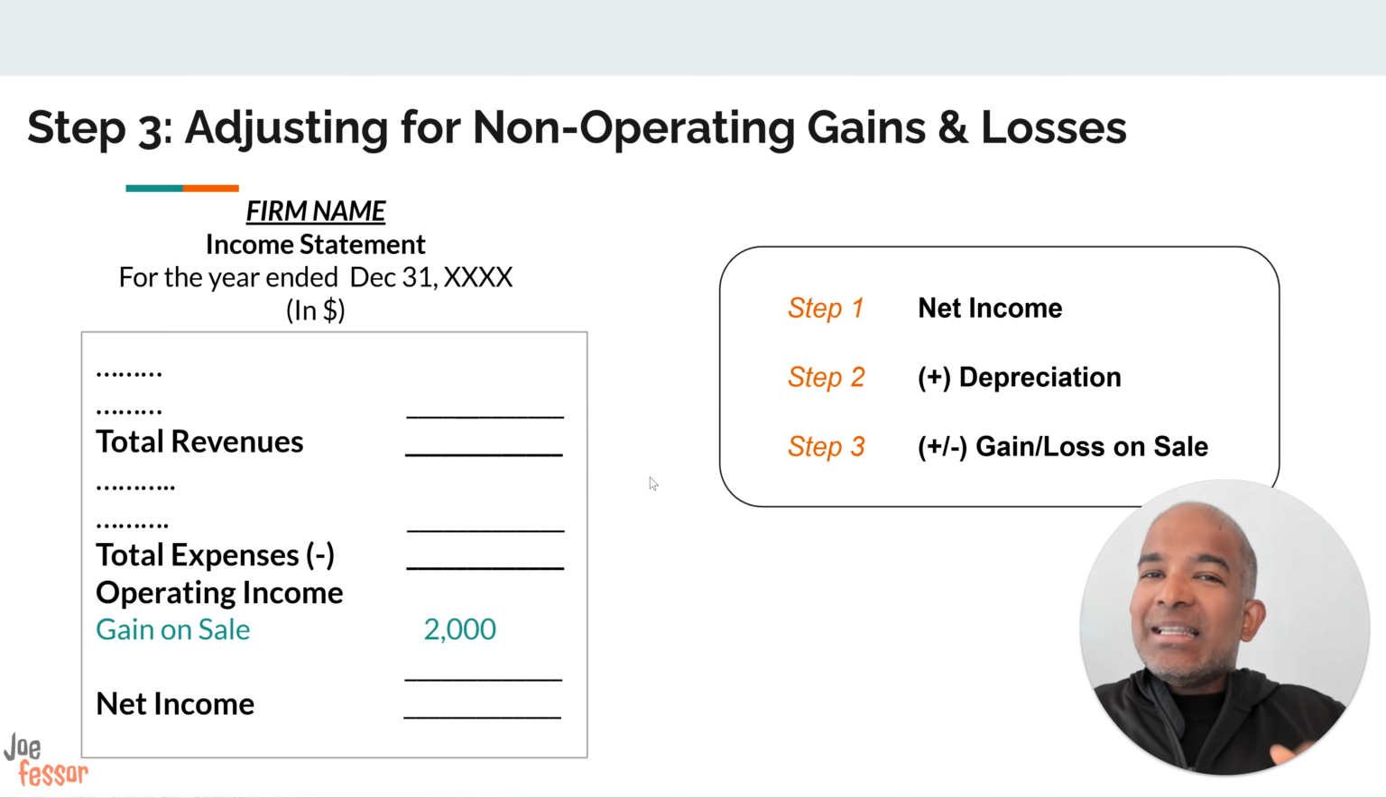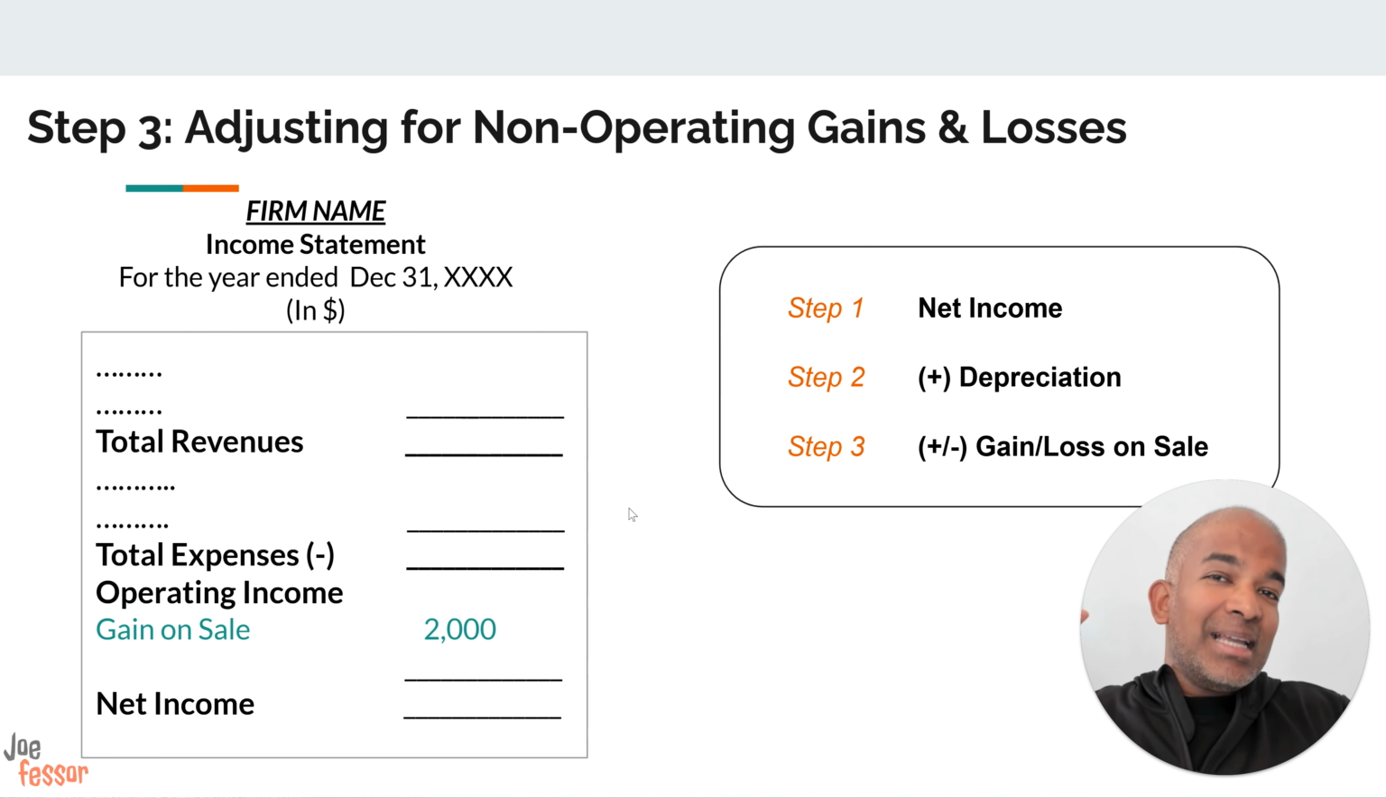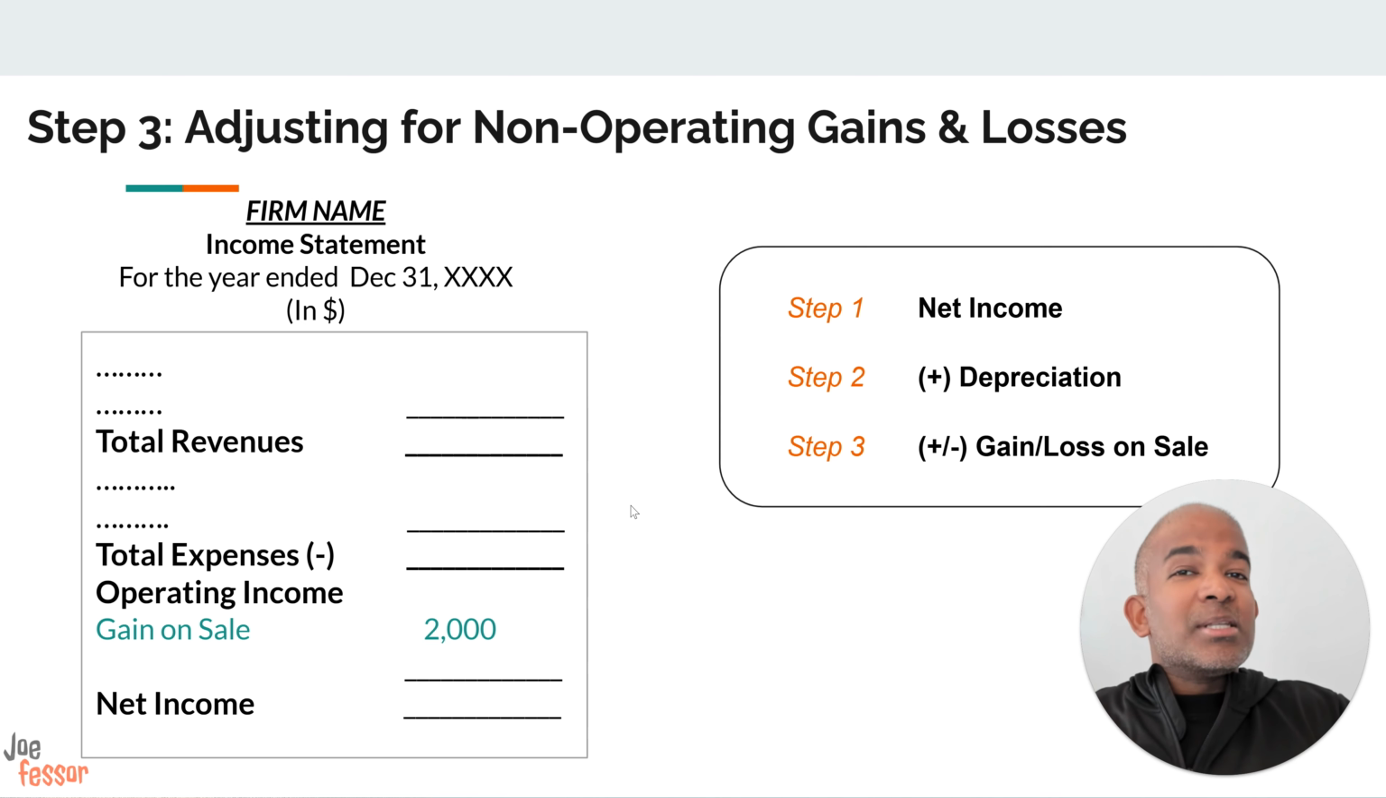Since the $8,000 in cash is already counted in the cash flow from investing activities section, and only $2,000 of that is inflating our net income, we must subtract the $2,000 gain from the net income in the cash flow from operating activities section. This removes the non-operating revenue.